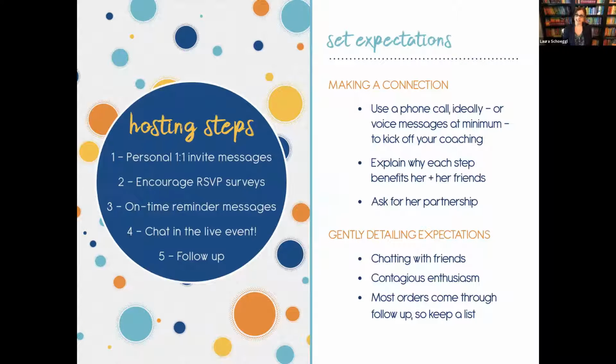So hosting steps on Sqweee, I think it comes down to a 5-step system. These are the things that they are going to need to do in order to have a successful event. The first is personal one-on-one invite messages. So again, we have that opt-in system. In order for a host to invite to Sqweee, they're going to be reaching out to their friends and asking if they can hop on at that time, right? That magic question. So that is the first one.